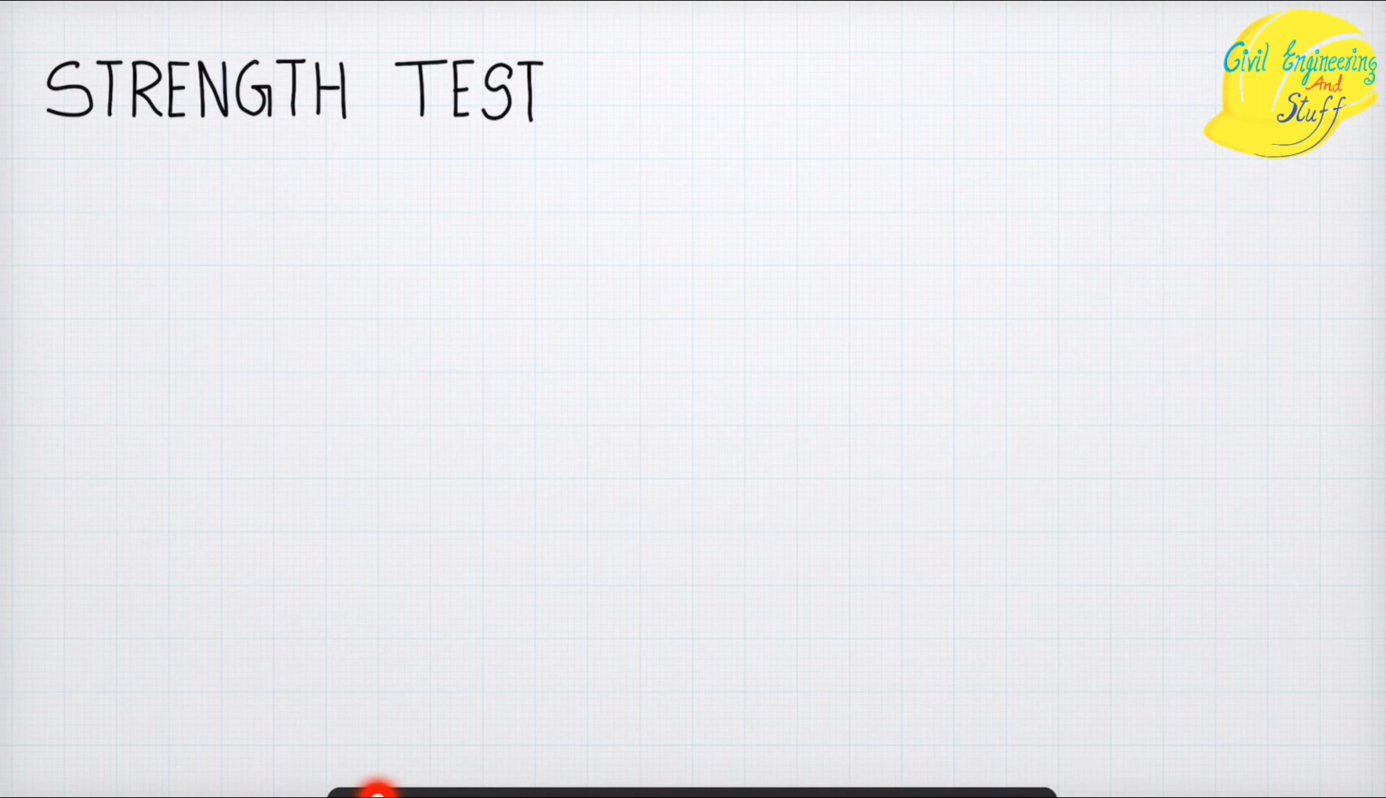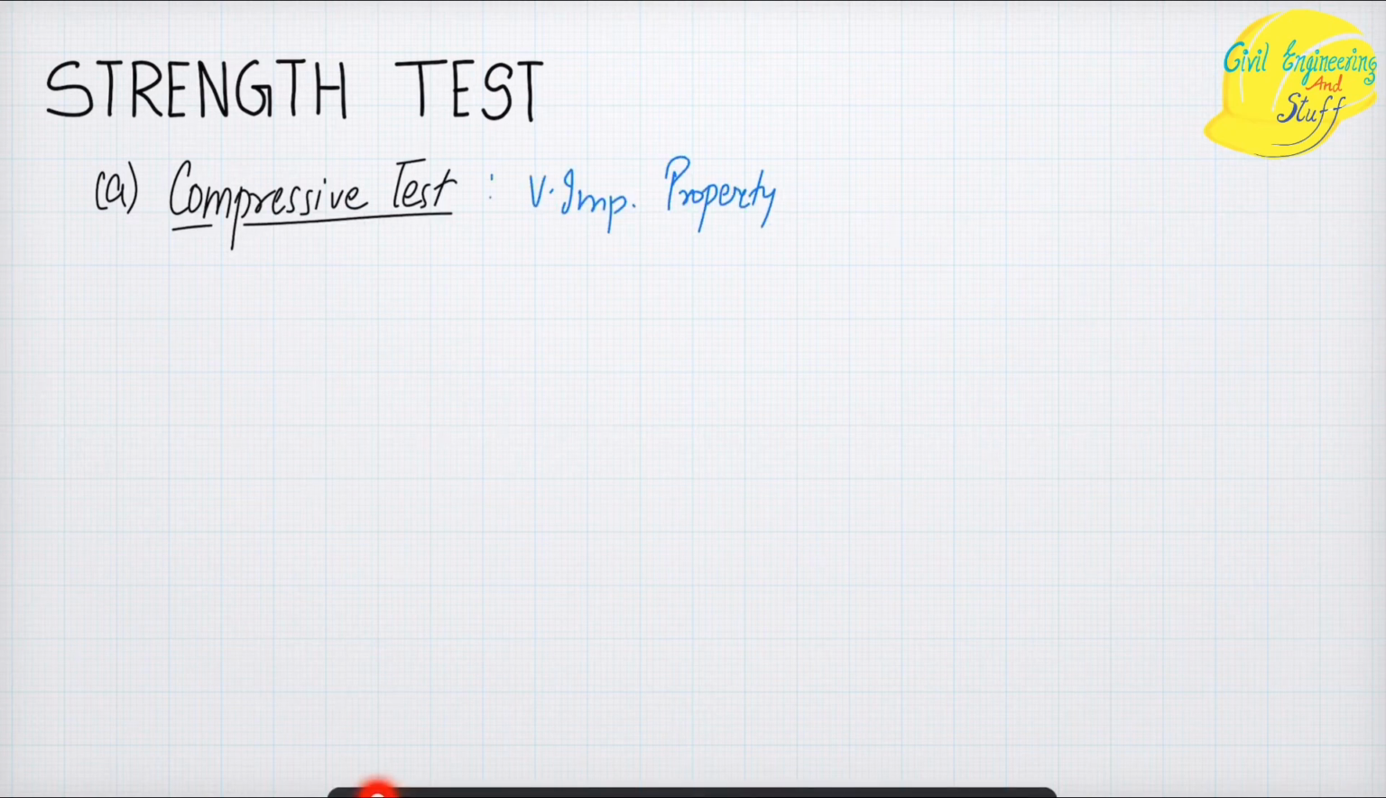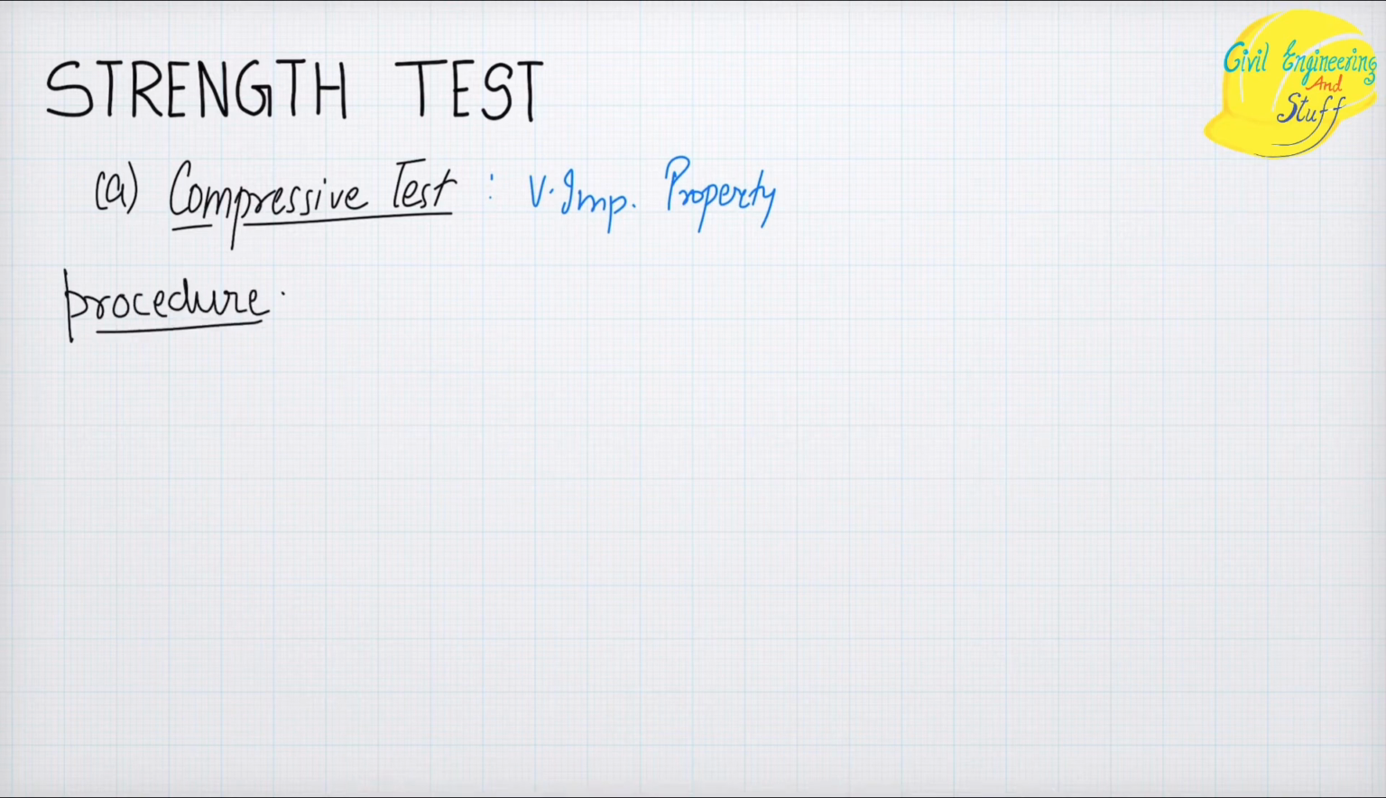Now the next test that we are going to discuss is the strength test. In the strength test, we are going to discuss the compressive strength test and the tensile strength test. First of all, we are going to discuss the compressive strength test, and it is a very important property of the cement that needs to be tested.